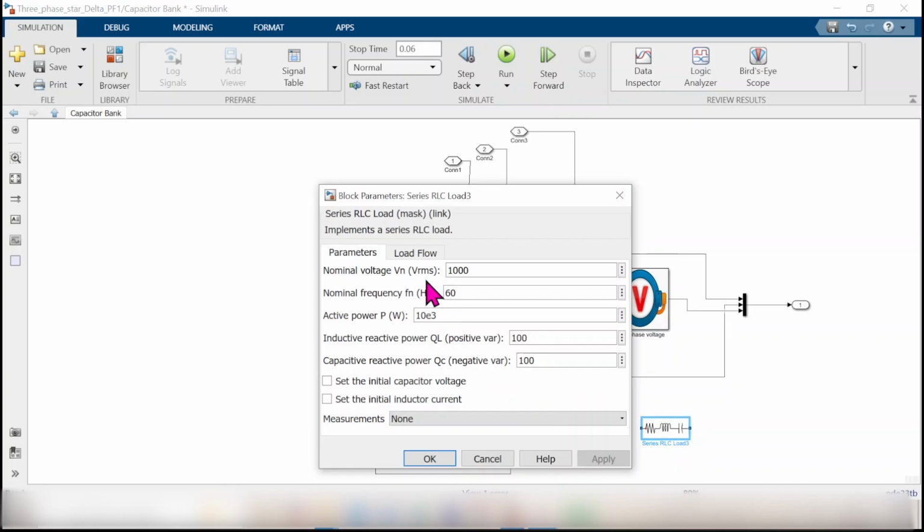We click on that one. We are going to put the voltage here, which is the nominal voltage. Nominal voltage in this case will be the line voltage of the source. Phase voltage for the delta will be 220 root 3. The frequency will be 50 Hertz. The active power should be 0, the positive var should be 0, and the negative var should be the value we are going to add.